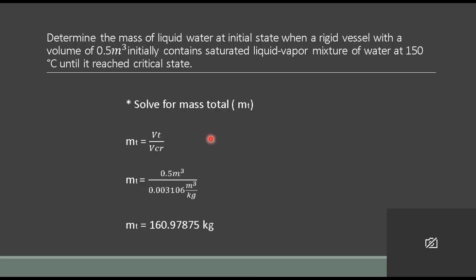So we're going to solve for the total mass. The total mass is equal to the total volume over the critical volume. Plugging in their values and cancelling their common units, the total mass is 160.97875 kilograms.